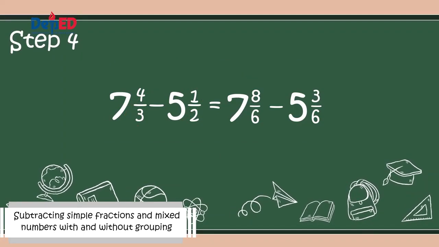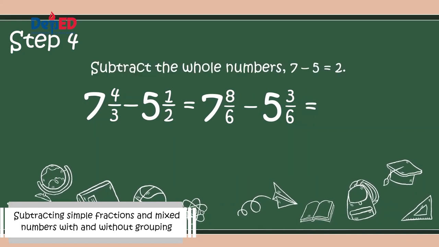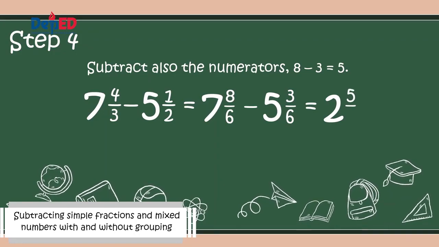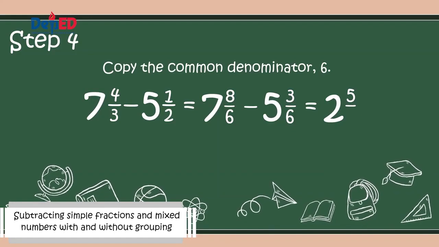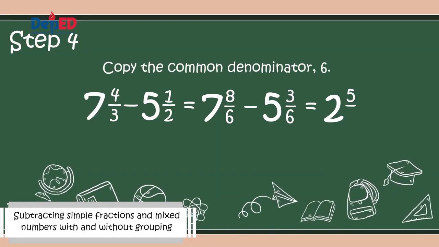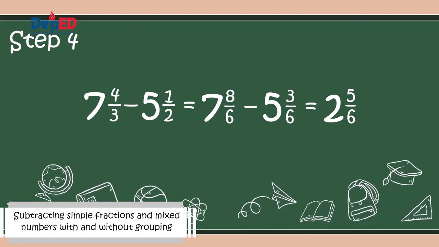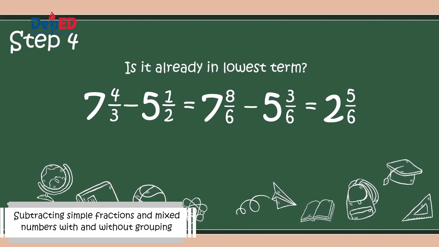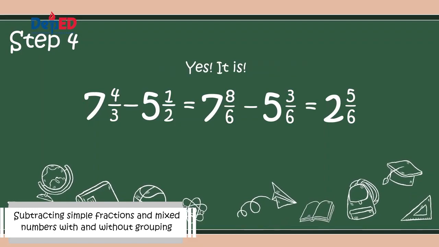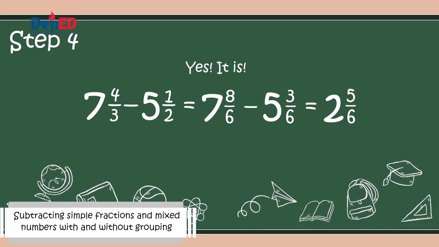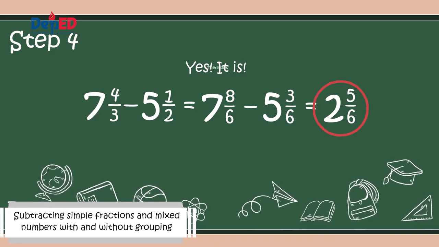Step 4. Subtract the whole numbers. 7 minus 5 equals 2. Subtract also the numerators. 8 minus 3 equals 5. And copy the common denominator 6. So, we have 2 and 5/6. Is it already in lowest term? Yes. Therefore, 8 and 1/3 minus 5 and 1/2 equals 2 and 5/6.